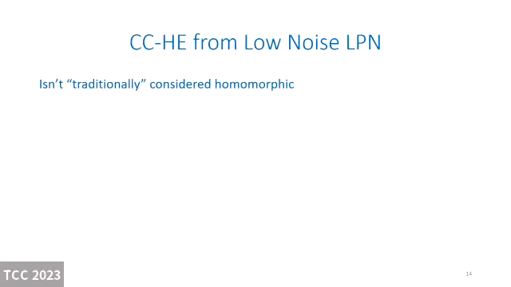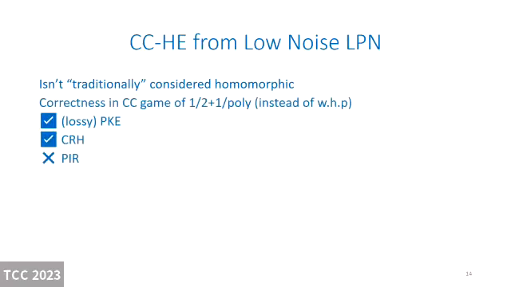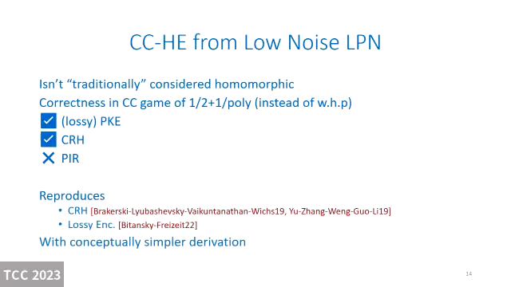Okay, to show the versatility of the definition, we also show in the paper that it captures schemes that are not traditionally considered homomorphic. For example, encryption from low noise LPN. And this requires a different set of parameters for the CC game, namely weak correctness. And therefore, we get PKE and CRH, but we don't get PIR in this weak correctness regime. And this reproduces recent results for low noise LPN, but we believe it does it in a conceptually simpler way.